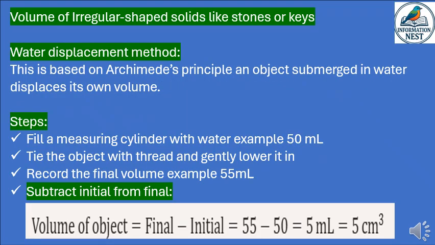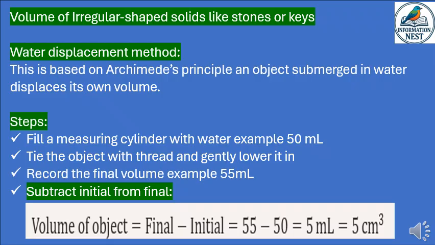Today, we are diving into one of the coolest science tricks ever, measuring the volume of irregular shaped solids. Think stones, keys, marbles, anything that doesn't fit a neat formula. And guess what? We are using a method that is over 2000 years old. It is called the water displacement method, based on Archimedes' principle. Yep, the same Archimedes who shouted Eureka in his bathtub.